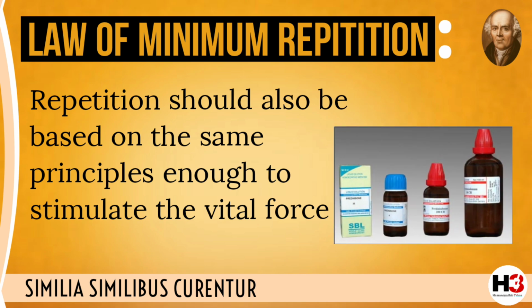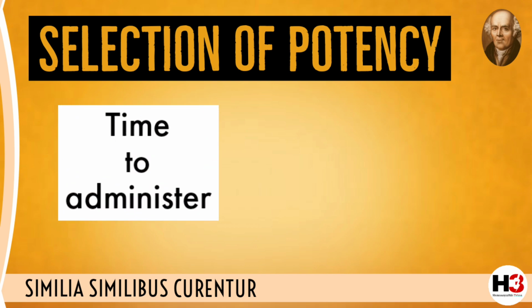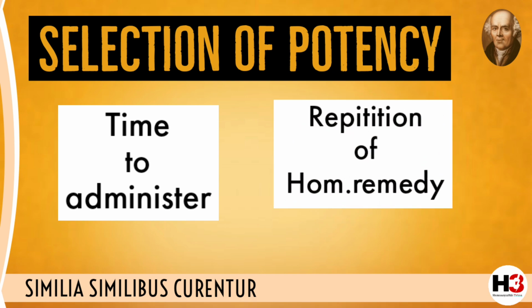The next important, or the last one, is the law of minimum repetition. Now on the same lines as the law of minimum doses, the repetition of the minimum doses should also be minimum and just enough to stimulate the vital force. So now based on these three basic principles of posology, let's understand three things, that is selection of potency, time to administer, and third is the repetition of remedy.